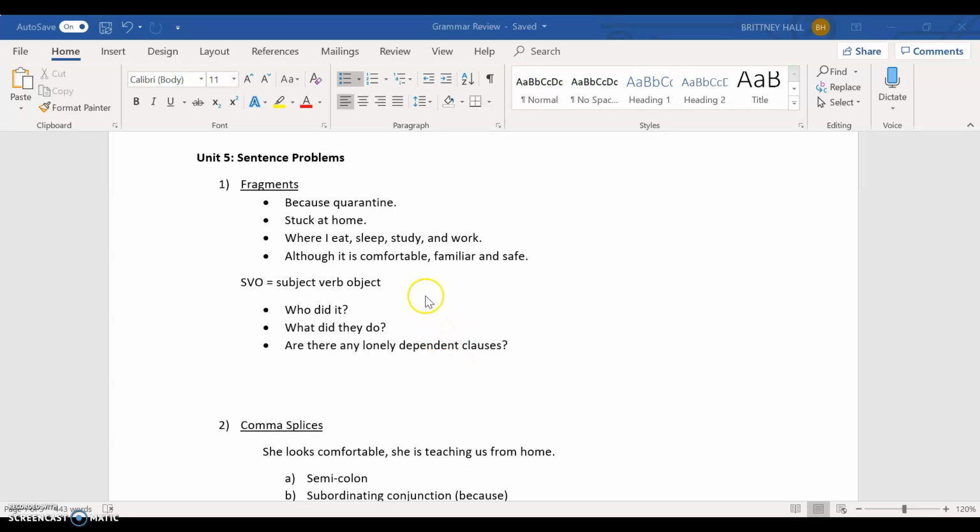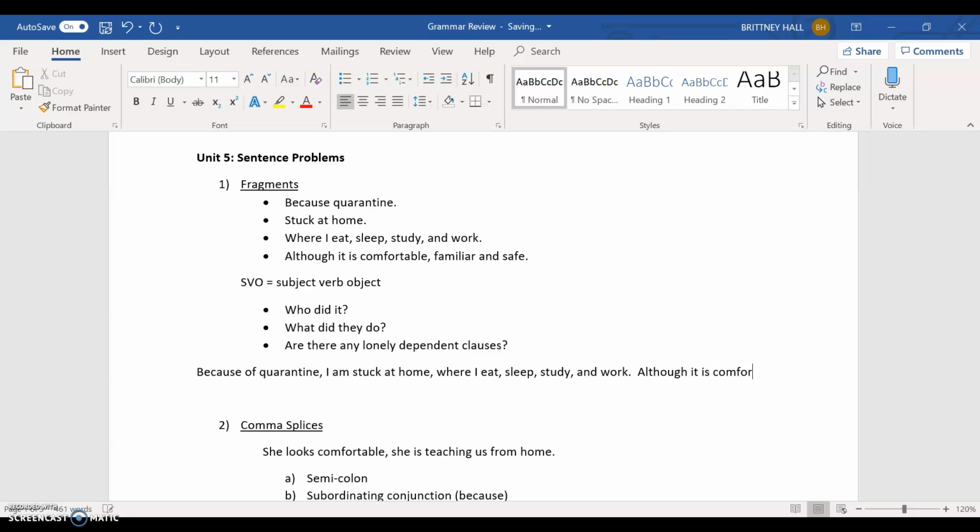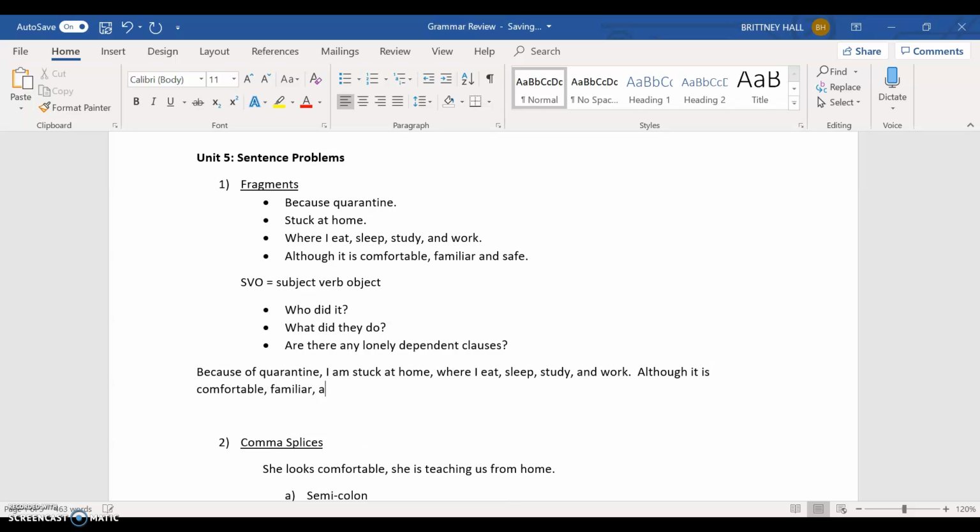Anyway, if we were to come back to these fragments here, I could put them together and have complete sentences, such as this one. If I say, because of quarantine, I am stuck at home where I eat, sleep, study, and work. Although it is comfortable, familiar, and safe, it gets boring.